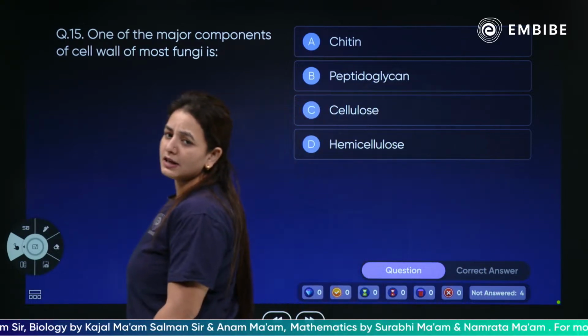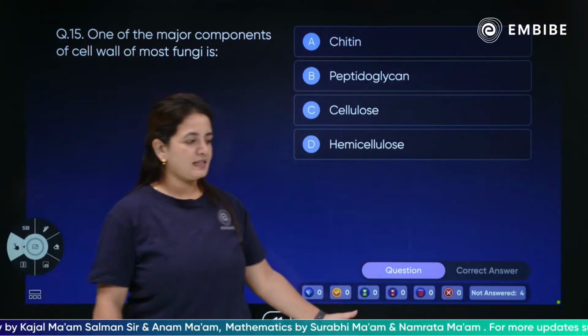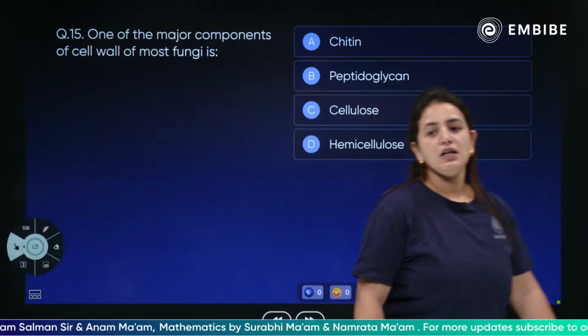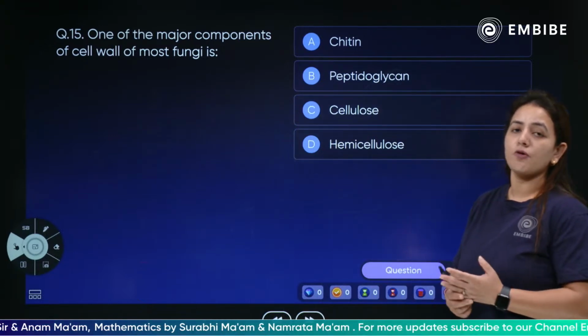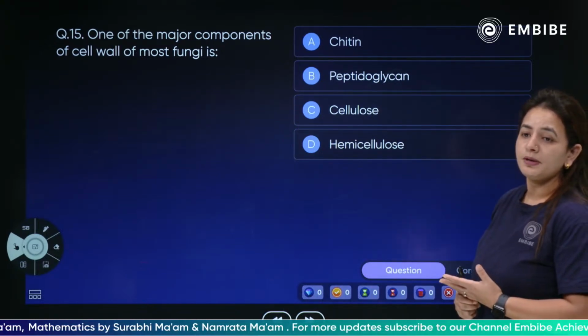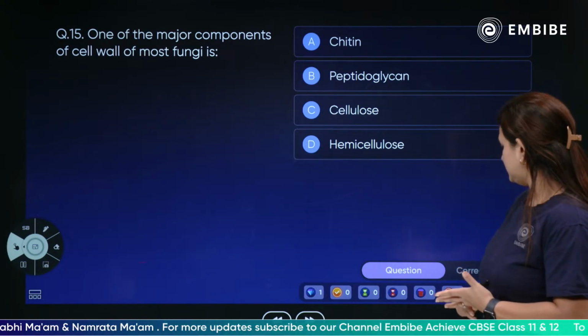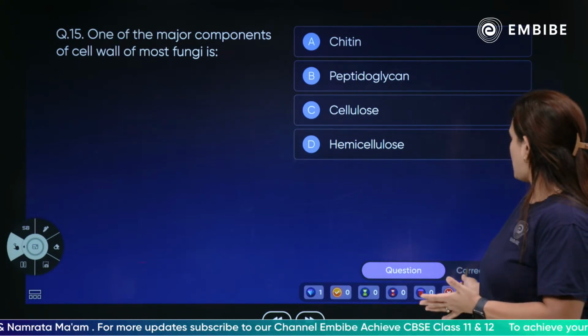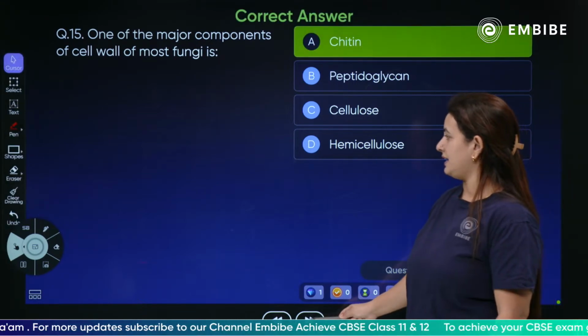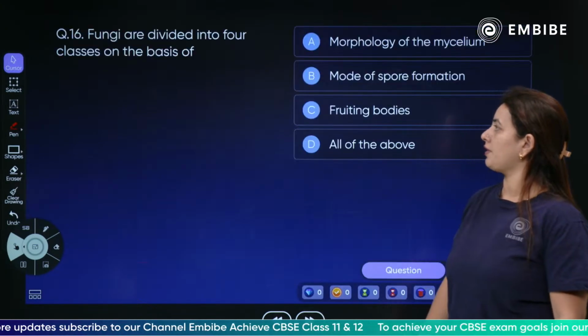Next, one of the major components of cell wall in most of the fungus is, one of the major components. This is like just now we have basically solved this kind of question only. One of the major components of cell wall among the fungus, the major component, children? Yes, absolutely easy. It's the chitin. Nothing to be thought of right now.